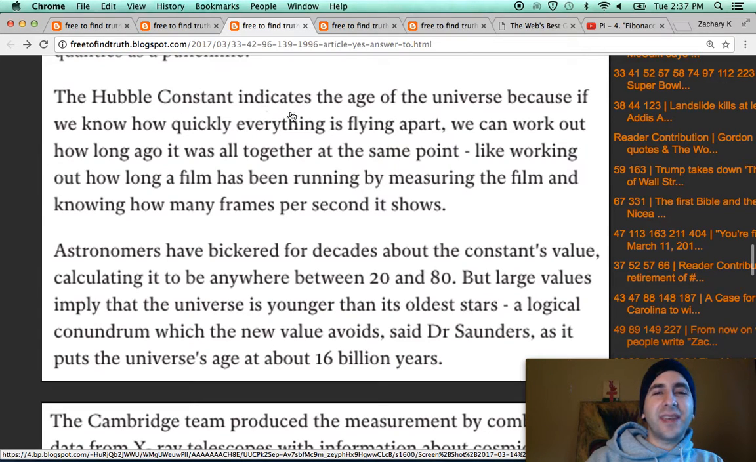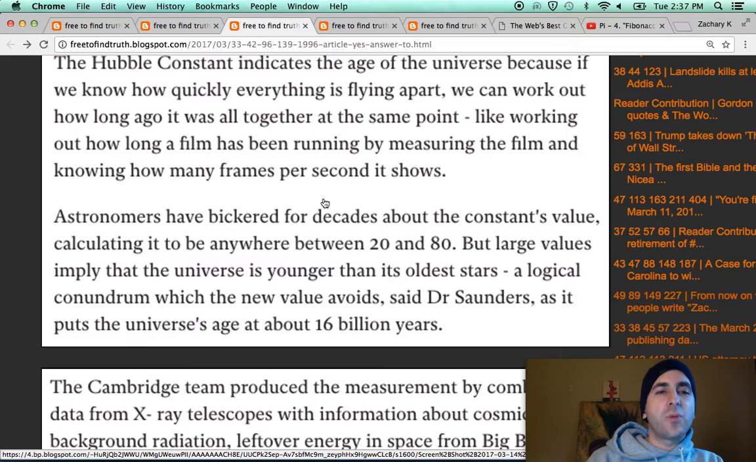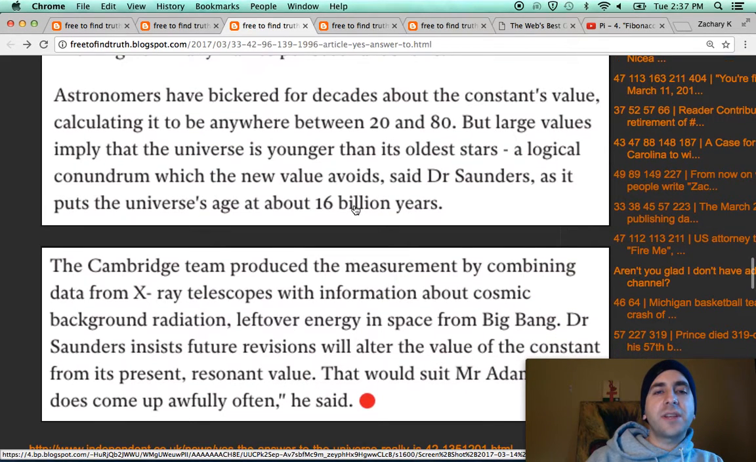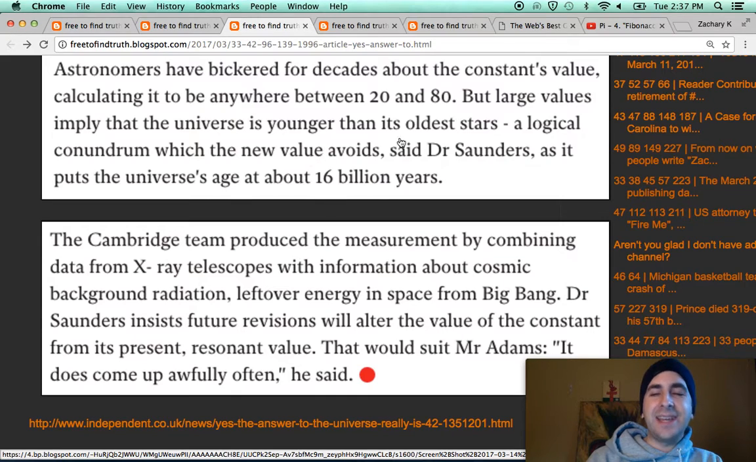The Hubble constant indicates the age of the universe because if we know how quickly everything is flying apart, we can work out how long ago it was all together at this same point. Like working out how long a film has been running by measuring the film and knowing how many frames per second it shows. Astronomers have bickered for decades about the constant's value, calculating it to be anywhere between 20 and 80. But large values imply the universe is younger than its oldest stars, a logical conundrum which the new value avoids, said Dr. Saunders, as it puts the universe's age at about 16 billion years. Remember that number 16? It has gematria of 42.